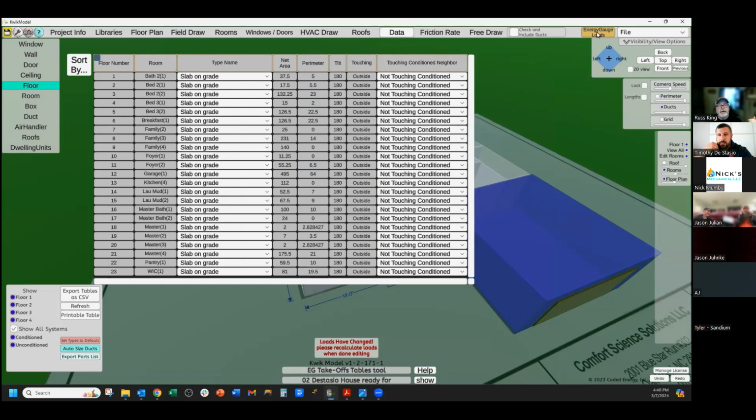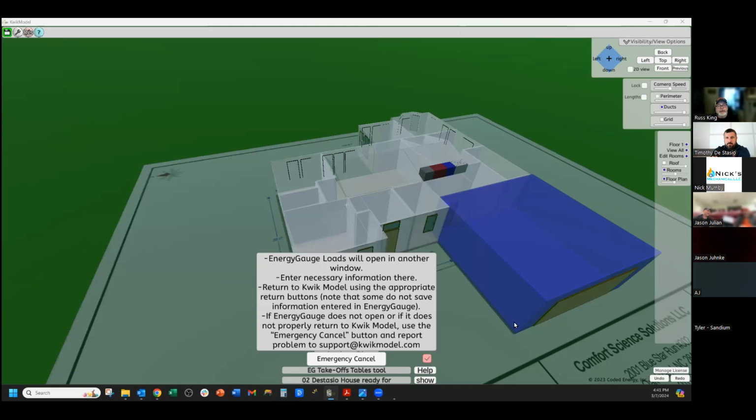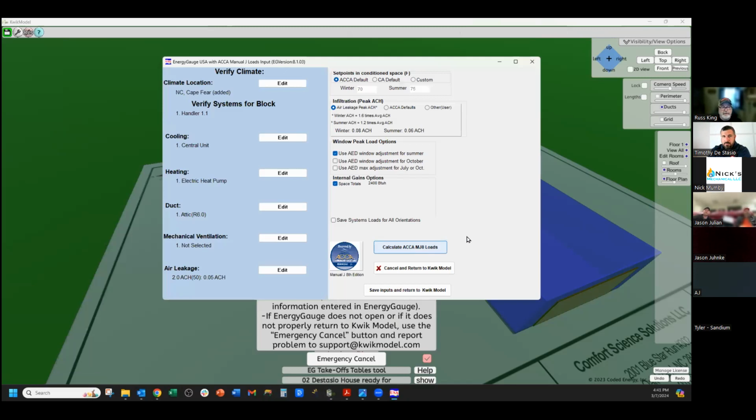I'm going to go ahead and click the Energy Gauge Loads button. We partnered with a company called the Florida Solar Energy Center. They have a software called Energy Gauge that is approved for ACCA Manual J, and they've basically loaned us their Manual J module. In exchange, we've loaned them our 3D front end to use on their energy modeling software. And so here's Energy Gauge. It comes with our software. It's a single license.